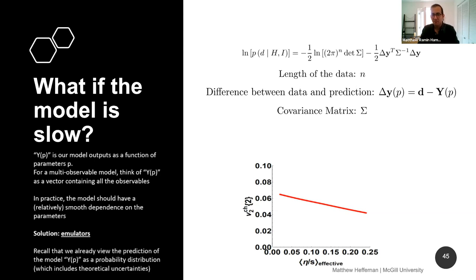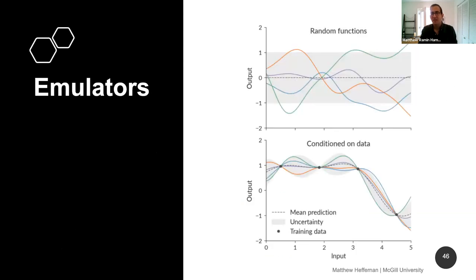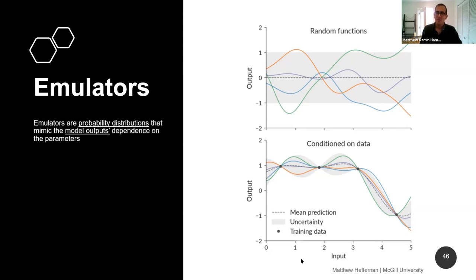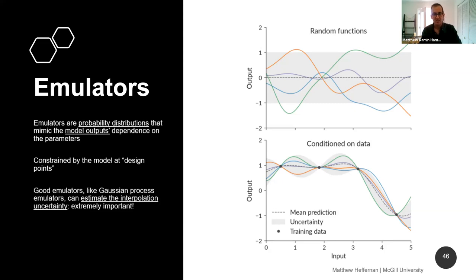Remember, we already viewed the prediction of the model as a probability distribution with some theoretical uncertainty. And so what we want to do is mimic that probability distribution of outputs. I'm showing a quick plot here generated from a particular type of emulator called Gaussian process emulators. Emulators are probability distributions that mimic the model output's dependence on the parameters. If you're unconstrained by data, they're just random functions drawn from your emulator. But when you constrain it with data points, shown in black here, you quantify the uncertainty between the points. So you constrain your model at design points, and then you estimate the interpolation uncertainty. That's extremely important because you are in fact uncertain about how good that interpolation is. If you don't quantify that, you're presenting an overly confident case. And remember, our goal is to quantify our uncertainty in a reasonable way.